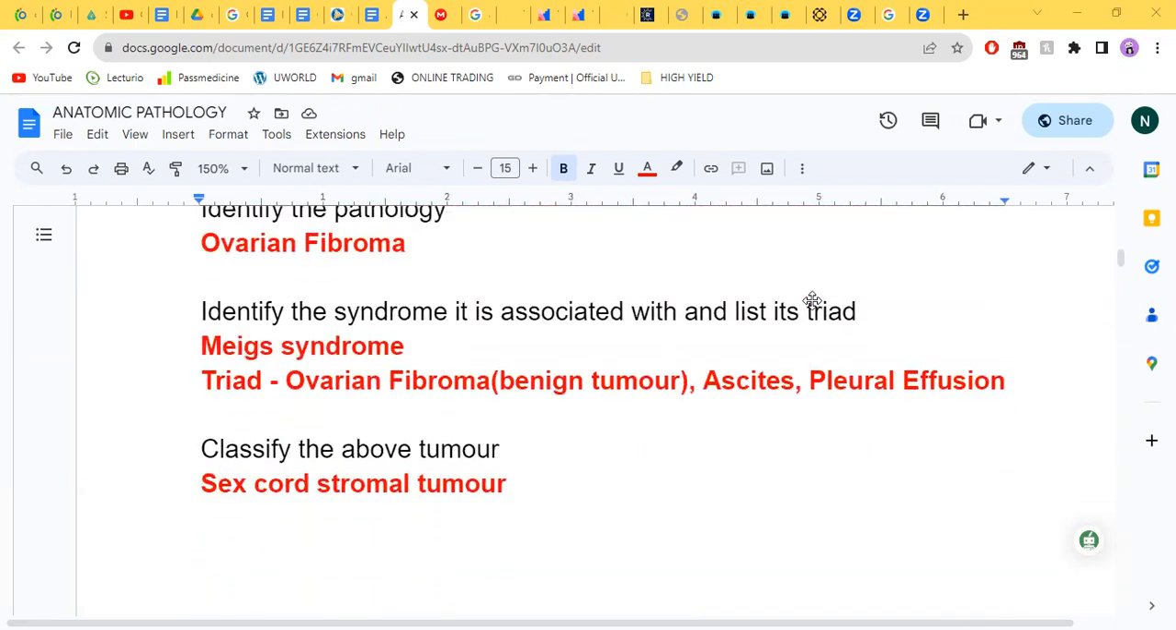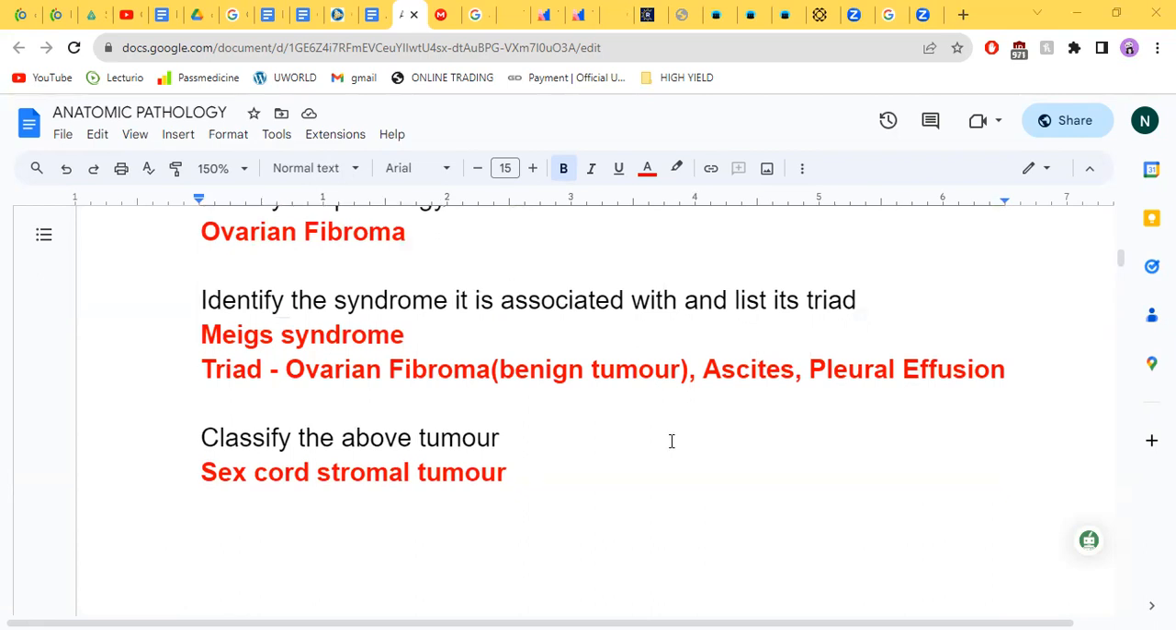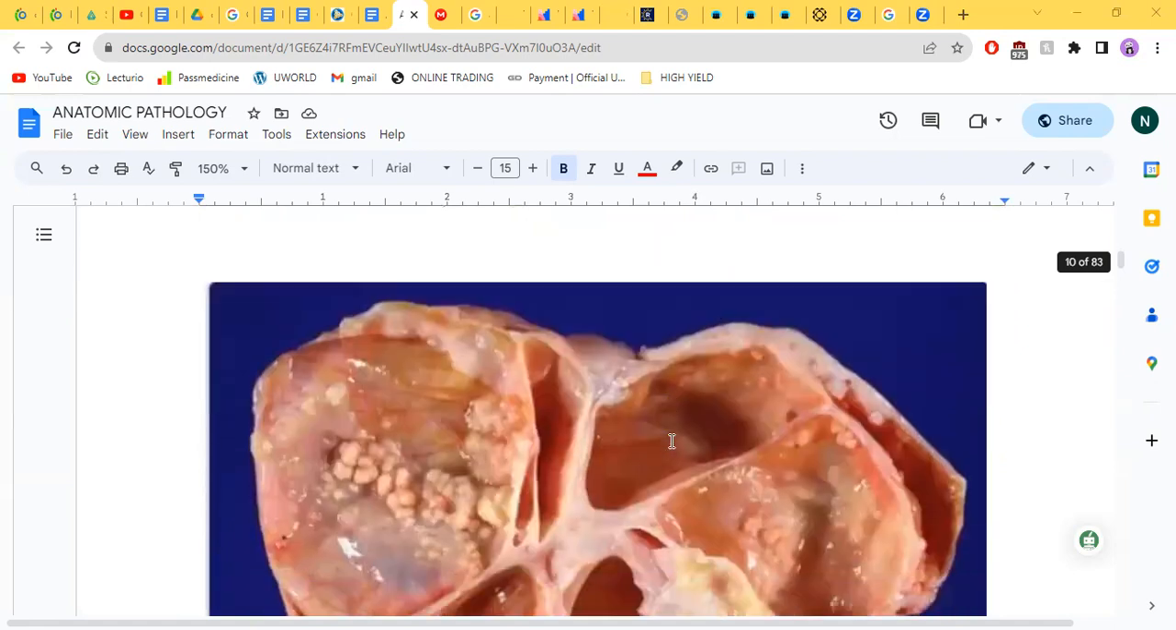Now, this is the syndrome associated with fibroma, Meigs syndrome. And the triad was ovarian fibroma, ascites, and pleural effusion. Classify the above tumor. So this is a sex-cord stromal tumor. Let's move down.